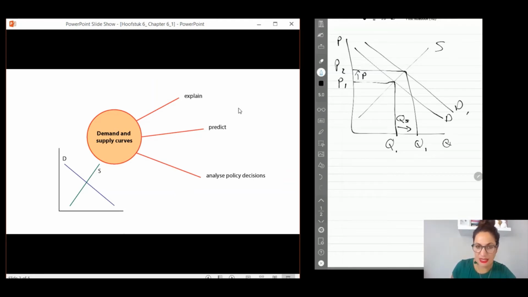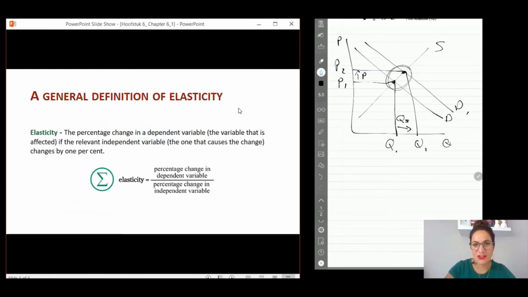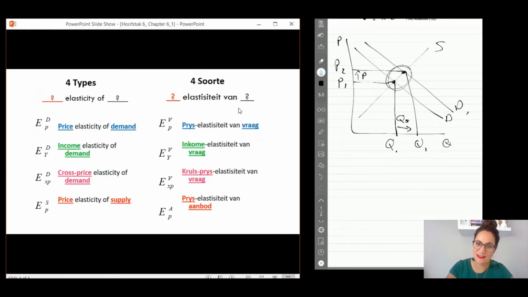Now what we're going to do in the elasticity chapter is look at how sensitive consumers and producers are to that change in price that occurred. So we're going to look at elasticities. So what is elasticity? It is the percentage change in one variable if the relevant other variable changes by 1%. So if there is a change in the price of the one, what is the effect? That is what we're going to look at with regards to elasticities.